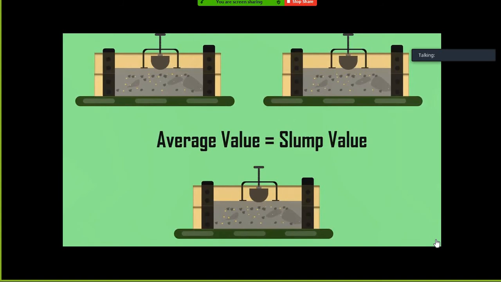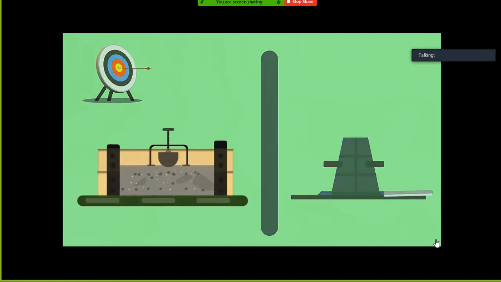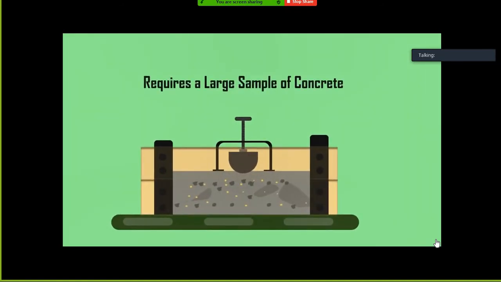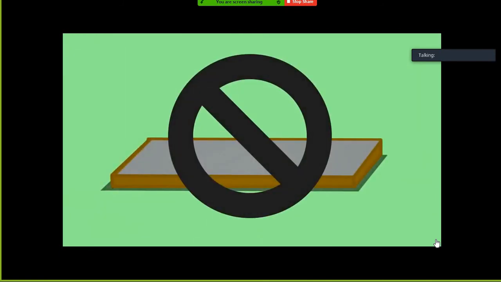The advantages of this test are that it can be performed on the concrete placed in a site and greater precision than slump test. The disadvantages are that it requires a large sample of concrete and it cannot be used when the concrete is placed in the thin section.